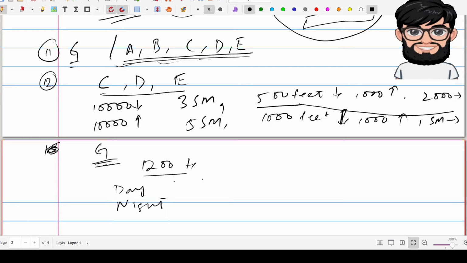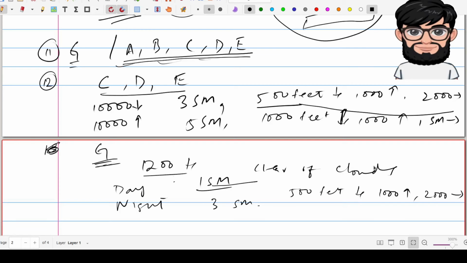Inside the day, it is 1 statute mile and clear of the clouds. Don't go inside the cloud. Maybe they are next to you, but you are clear of the clouds. You are good to fly. Whereas at night, 3 statute miles, 500 feet below, 1,000 feet above, 2,000 feet horizontal. And this is the night. Clear of clouds.